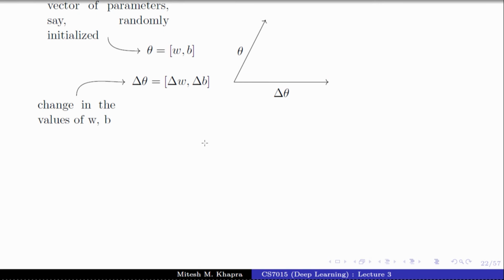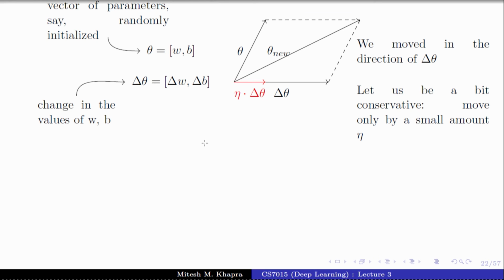And let's look at what it will look like. I have this vector theta. I'm going to add a vector delta theta to it. Okay? What does that addition look like? This, you'll get it by the parallelogram law. Okay? But now, one way of looking at this is when you add delta theta to theta, your theta actually moves in the direction of delta theta.